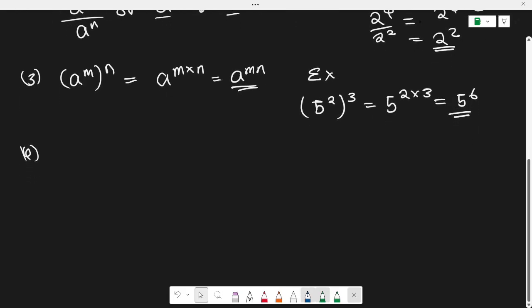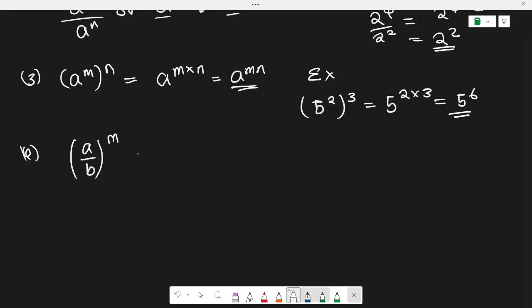The next property that you'd like to look at is the power of a quotient rule. It's where you have a scenario like a over b in brackets, and outside the brackets you have, let's say, m. You find that this exponent m can be distributed to both of the bases a and b, and you have a to the power m over b to the power m.